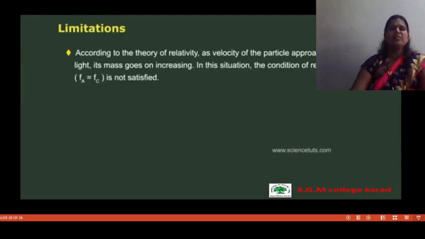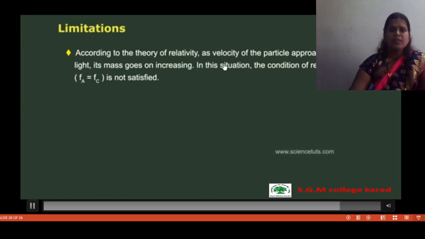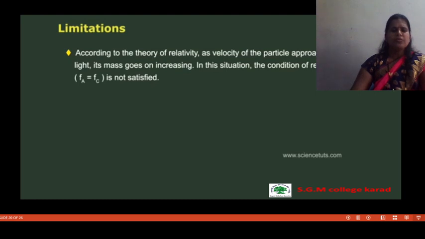Now some limitations are there. According to the theory of relativity, as the velocity of the particle approaches that of light, its mass goes on increasing. In this situation, the resonance condition fa = fc is not satisfied.